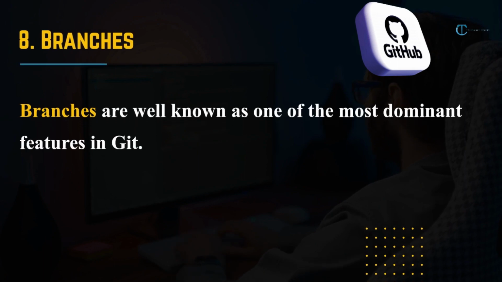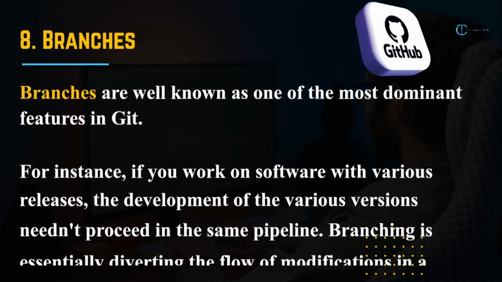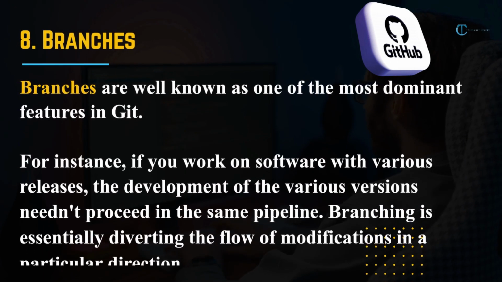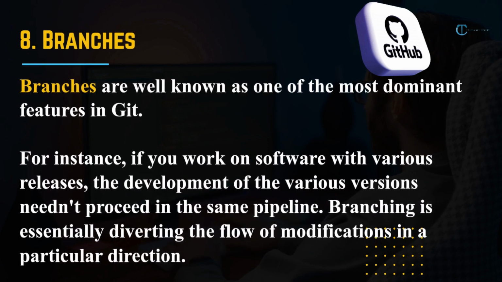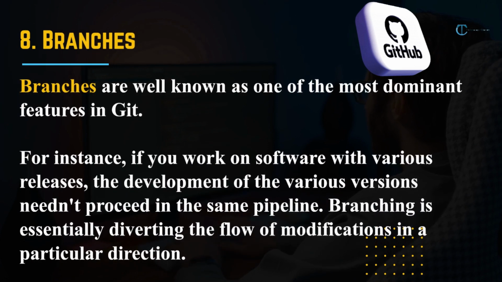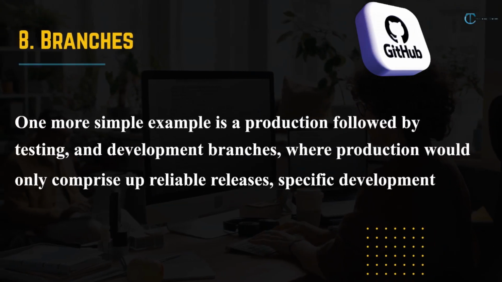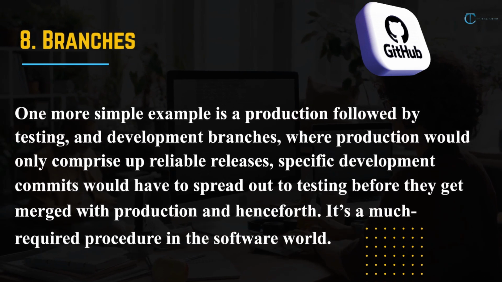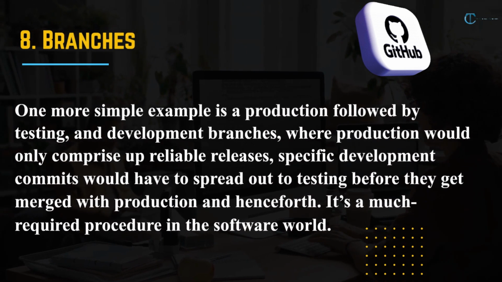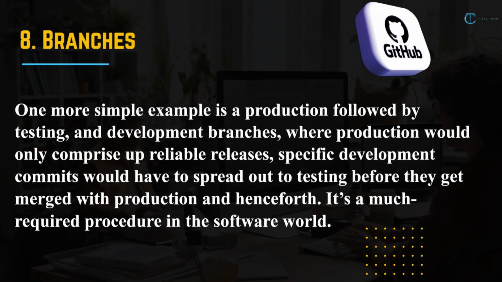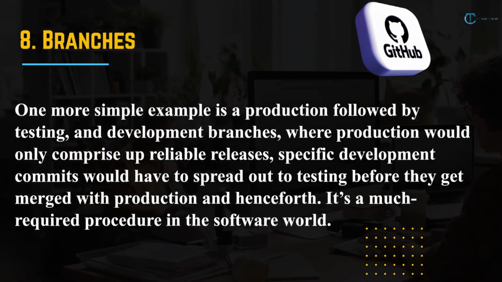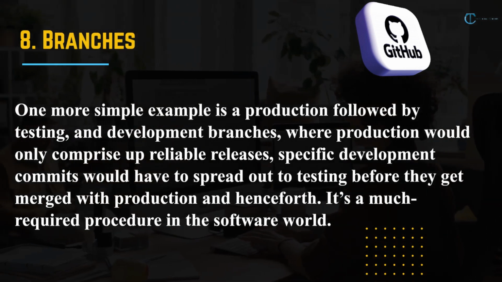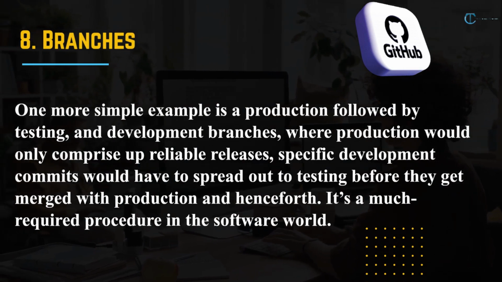8. Branches. Branches are well known as one of the most dominant features in Git. For instance, if you work on software with various releases, the development of the various versions needn't proceed in the same pipeline. Branching is essentially diverting the flow of modifications in a particular direction. One more simple example is a production branch followed by testing and development branches, where production would only comprise reliable releases. Specific development commits would have to spread out to testing before they get merged with production. It's a much required procedure in the software world.